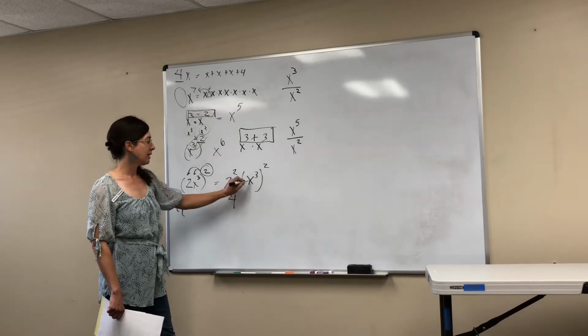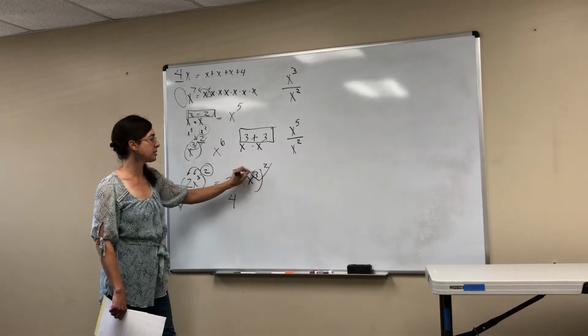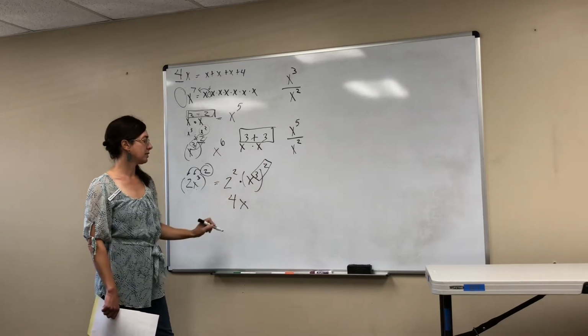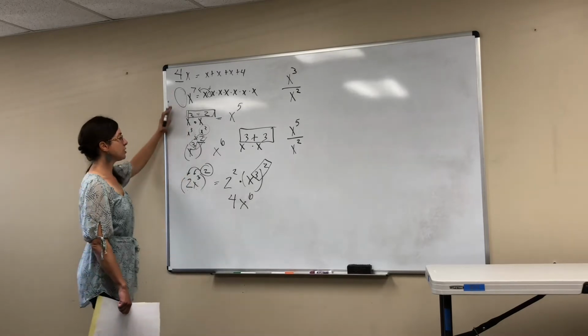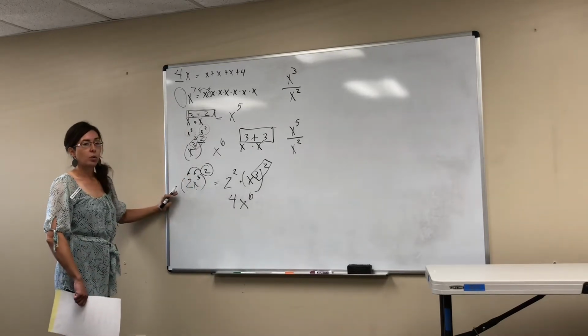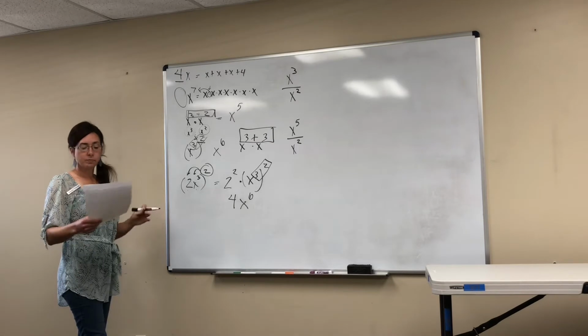So as we work this out, 2 squared is 4. Now we have this rule, it's stair-stepped. So what is my x now? 6. x to the 6th. Excellent. So these are the steps that we work through. We're going to learn a couple more.